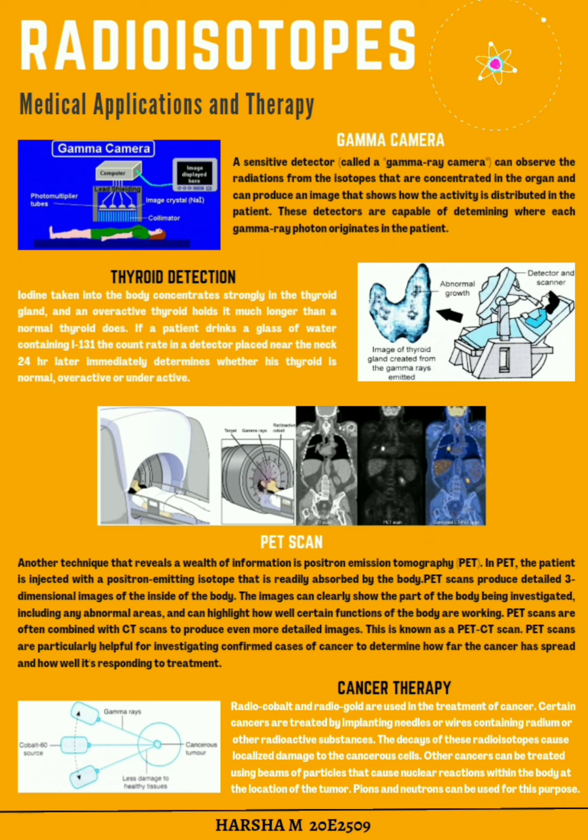Other cancers can be treated using beams of particles that cause nuclear reactions within the location of the tumor inside the body. Pions and neutrons are used for this purpose. The absorption of a pion or a neutron by a nucleus causes a nuclear reaction. The subsequent emission of particles or decays by the reaction products again causes local damage that is concentrated at the site of the tumor, inflicting maximum damage to the tumor and minimum damage to the surrounding healthy tissue.